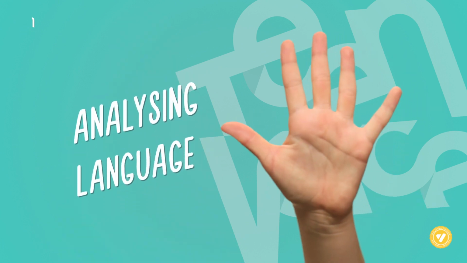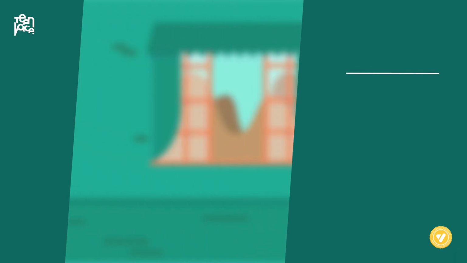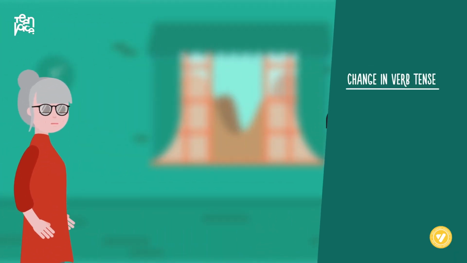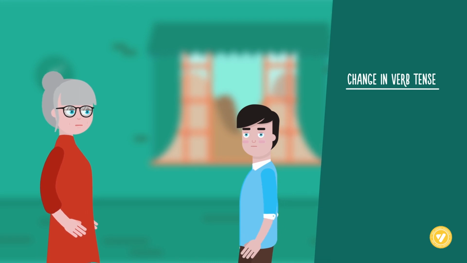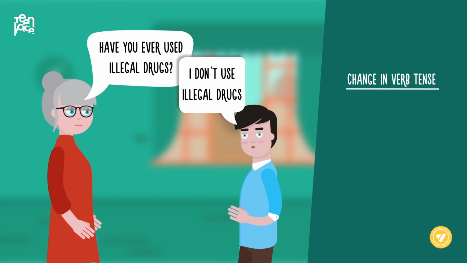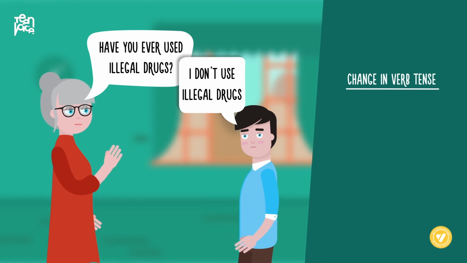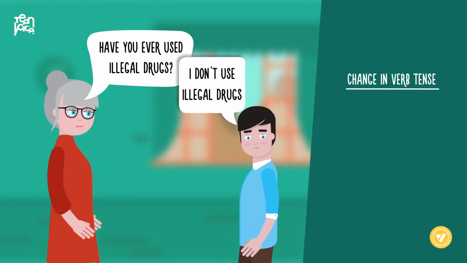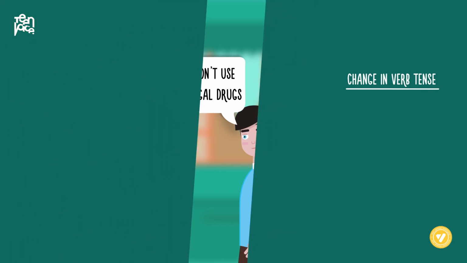Number 5, analyzing language. Most people find it hard to lie. They don't want to, but force themselves to do it anyway. This can often be noticed in the way they speak and use language when lying. Change in verb tense. By doing this, they can dance around the lie. For example, "Have you ever used illegal drugs?" "I don't use illegal drugs." That reply is not answering the question. It simply means that they don't use drugs right now. But what about 10 minutes ago?